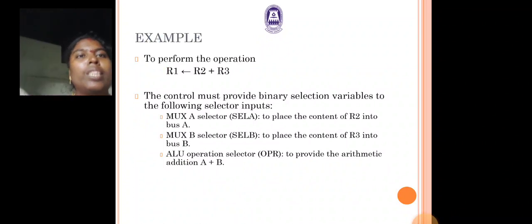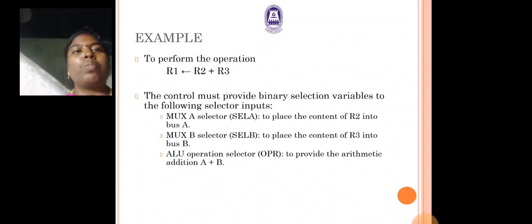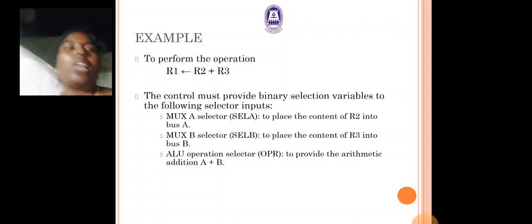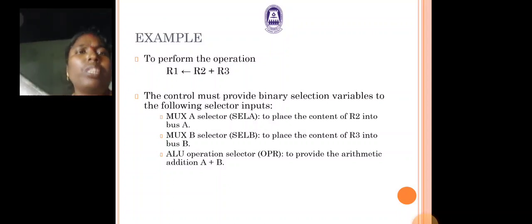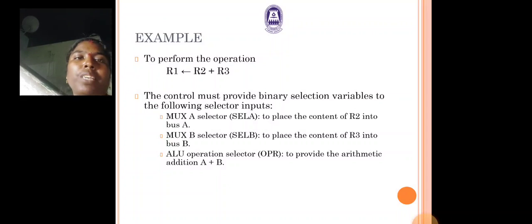Here I show one example. Here an addition operation will be performed. The input registers are R2 and R3. It will perform the addition operation and the data is stored in register R1. So R1 gets R2 plus R3. Selection A places the content of R2 into bus A. Next, multiplexer B, selector B places the content of R3 into bus B. The ALU operation selector provides the arithmetic addition of A plus B.